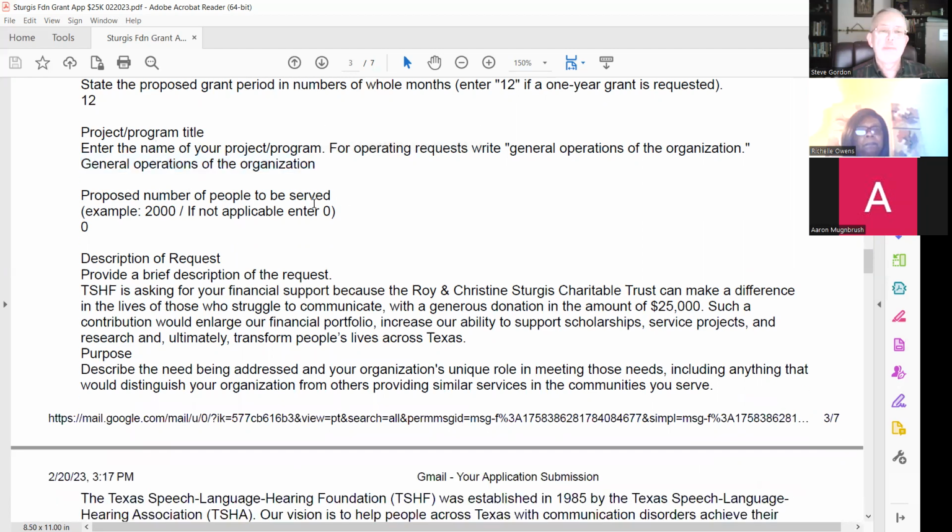Proposed number of people to be served, example 2,000. If not applicable, enter 0. Well, we're not trying to serve a specific number of people with this money. We just want general money to operate with. So we put 0, which is a perfectly good answer.